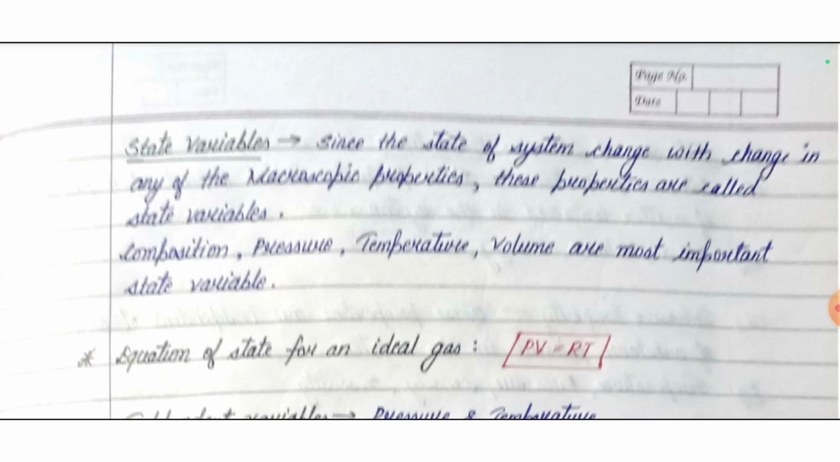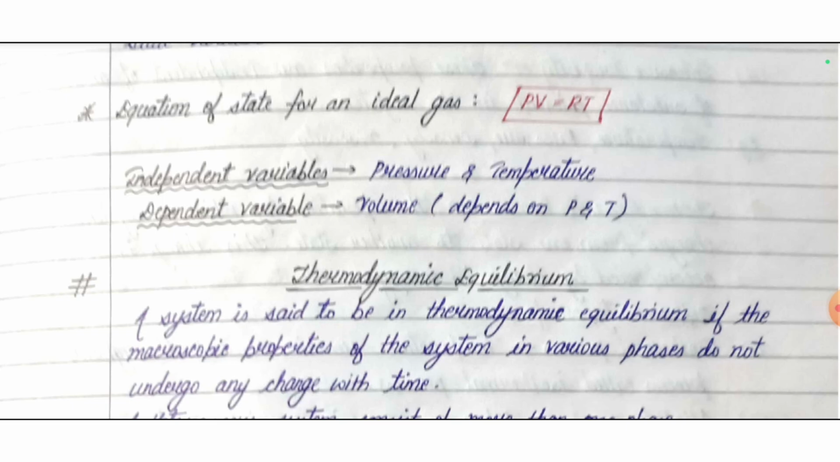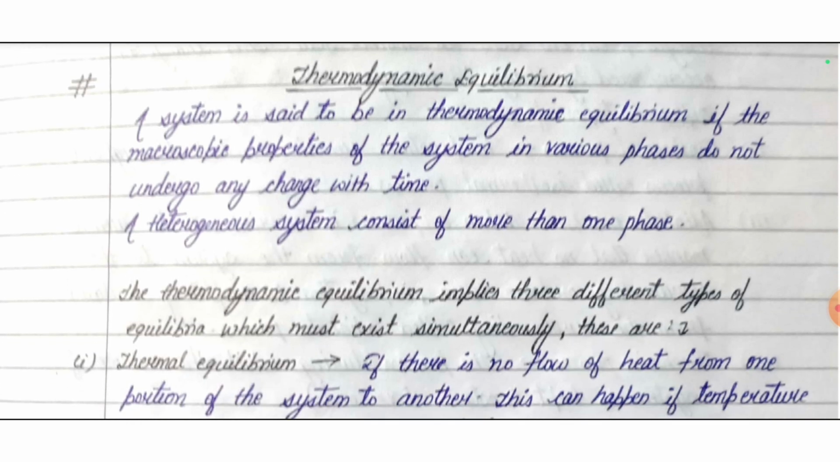State variables. Since the state of a system changes with change in any of the macroscopic properties, these properties are called state variables. Composition, pressure, temperature, volume are the most important state variables. Equation of state for an ideal gas: PV equal to RT. Independent variables: pressure and temperature. Dependent variable: volume.